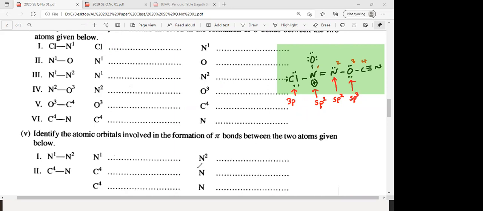Then carbon C4. So it's sp because only 2 sigma bonds. It's sp. Right. Now we see the nitrogen. This nitrogen will be what? It's 2p.